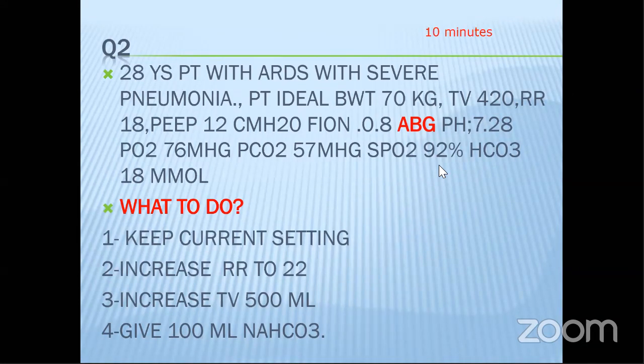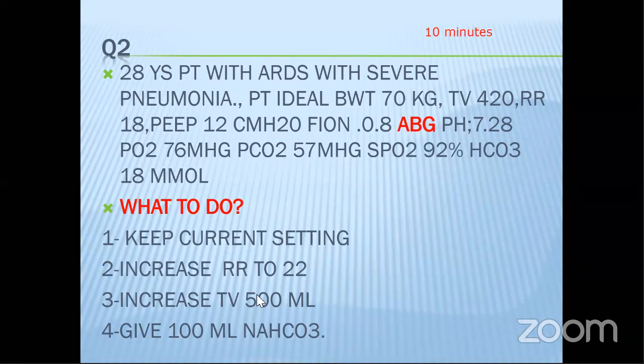Increasing tidal volume will go against our theory of decreasing the tidal volume, and we have evidence that decreased tidal volume improves mortality. If we calculate the ideal body weight target tidal volume here, we multiply 70 by 6, which gives 420. So increasing tidal volume would be against the lung protective strategy. Increasing the respiratory rate may wash out some of the CO2, but the more we increase the respiratory rate, the more it decreases the time for expiration.